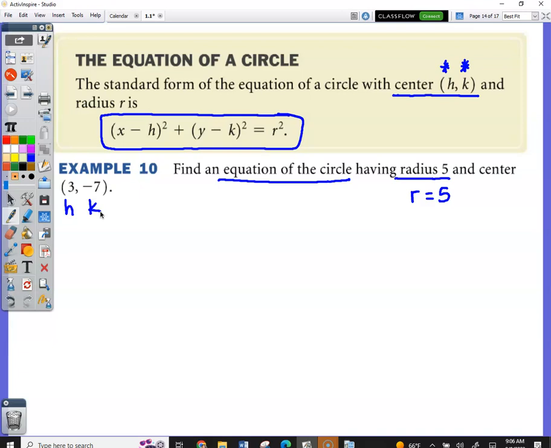So we're going to plug it in. Here we go. Parentheses, X. I don't have an X, right? So you're going to write the letter because you're writing the equation. H. H is +3, so I'm going to write -3. Remember the sign change. Plus Y. K is -7, so I'm going to write +7. Parentheses equals. Be careful here. It's R squared.